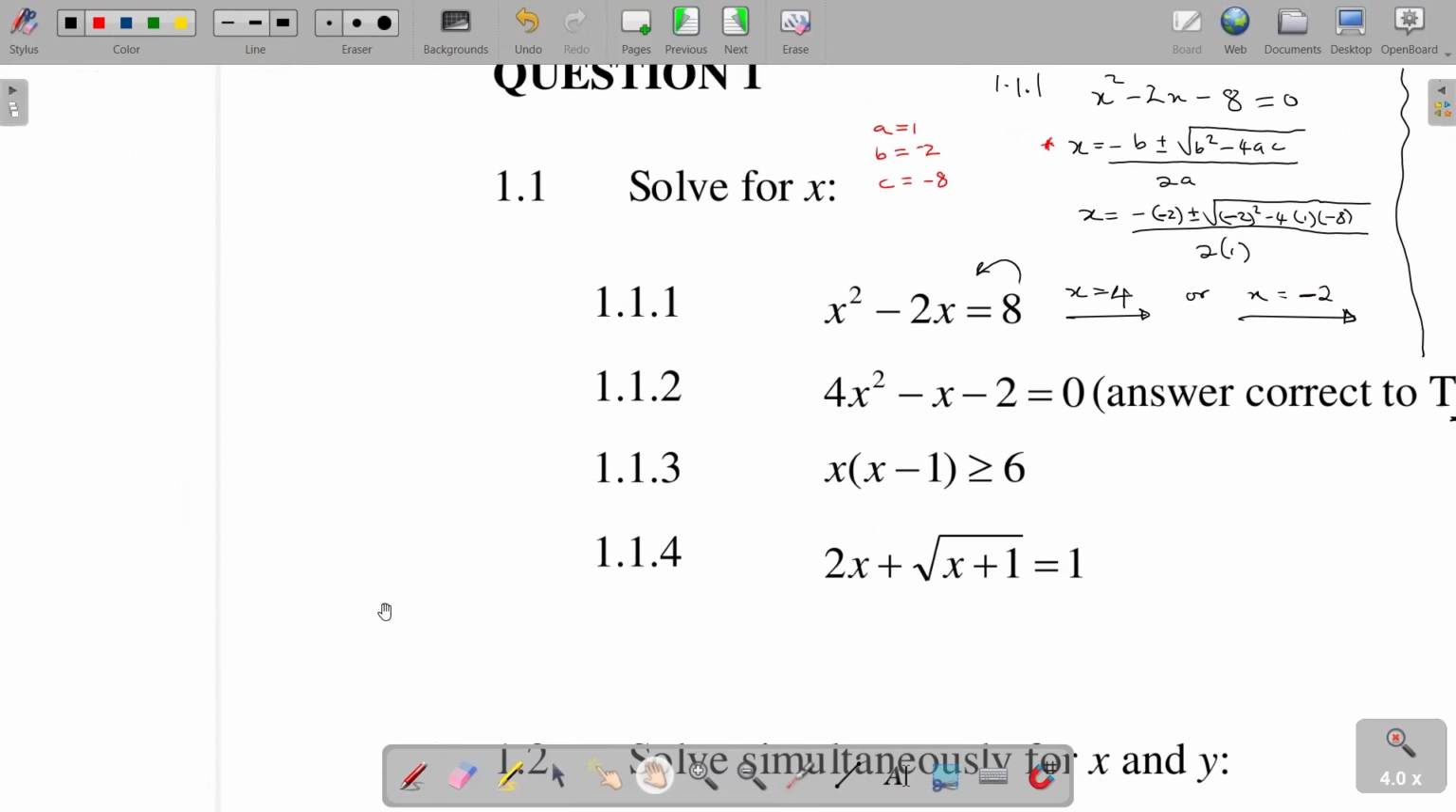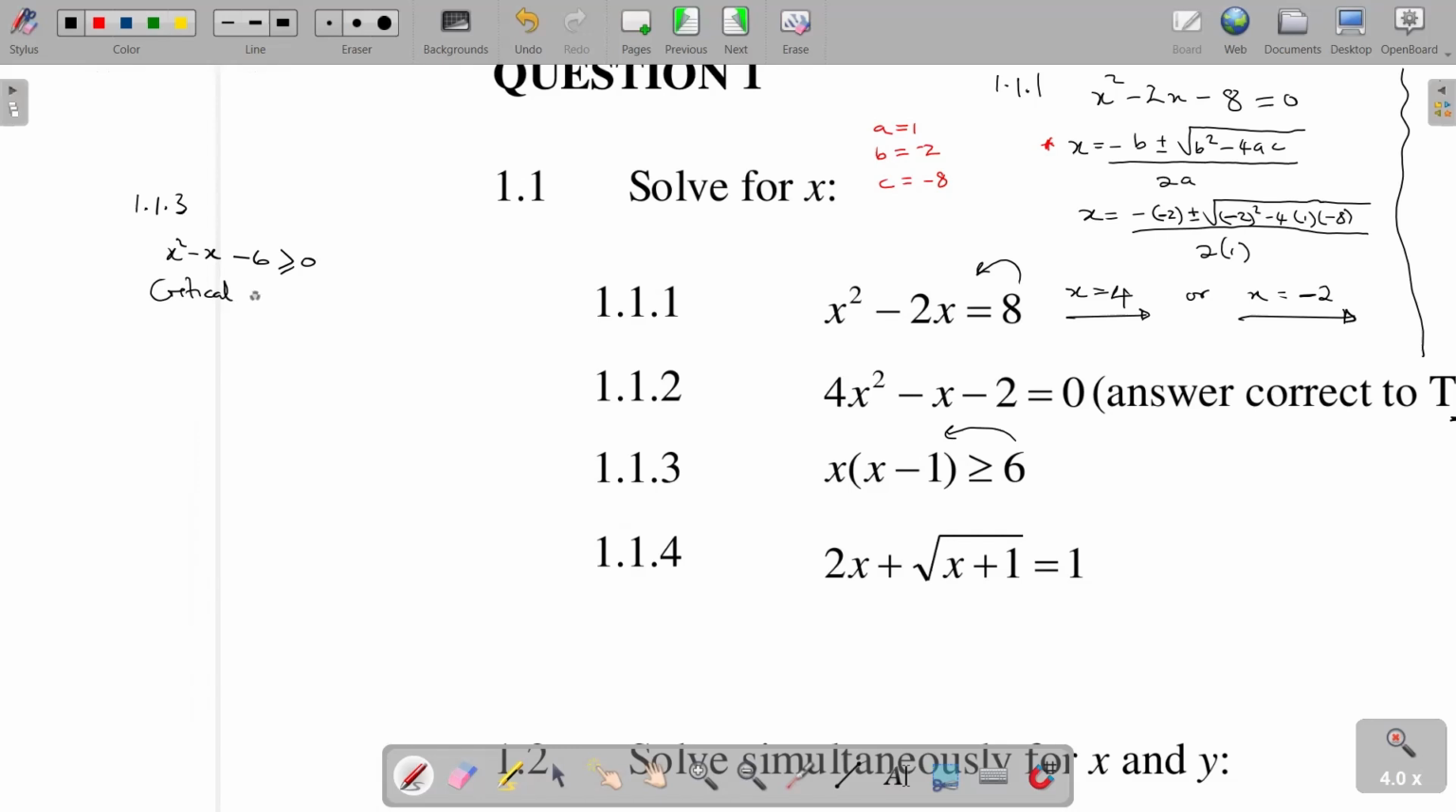1.1.3, that's inequality. First step, we standardize, we remove brackets, so it becomes x squared minus x. Then when we transpose the 6 to the other side, it becomes minus 6 is greater than or equal to 0. Then when dealing with inequalities, we first need to get the critical values.